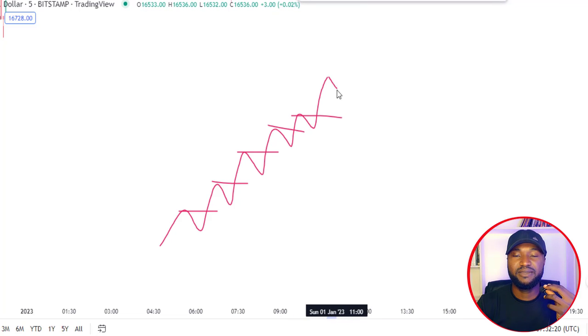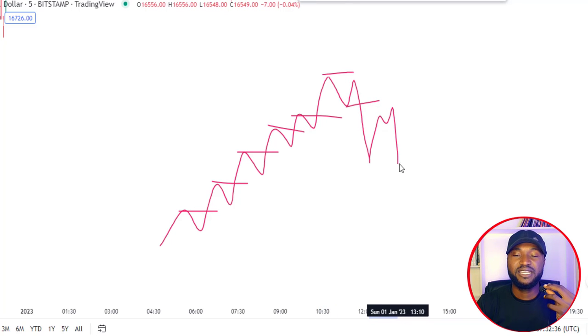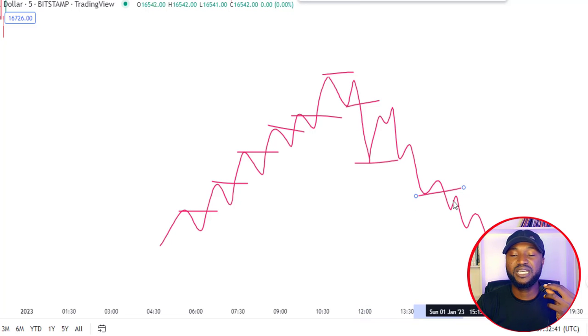We have a violation right here. If we have a violation like this, where we have broken below this level, we can comfortably say that this trend has changed direction. Now we can see a signature of the bearish market condition. So we can use this information to know exactly when a trend is ending.